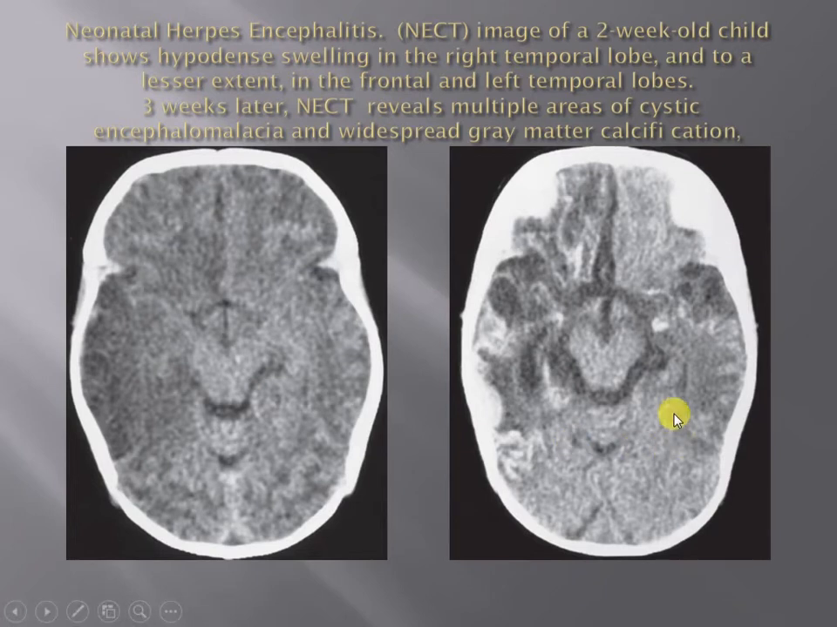This is a case of neonatal herpes simplex encephalitis. Non-contrast CT of a 2-week-old child shows hypodense swelling in the right temporal lobe and, to a lesser extent, in the left frontal and left temporal lobes. Three weeks later, non-contrast CT revealed multiple areas of cystic encephalomalacia, and widespread gray matter calcification is also seen.